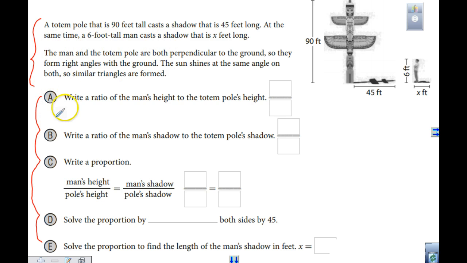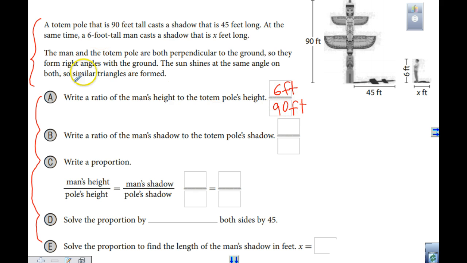If you read part A, okay, write a ratio for a man's height. Okay, well, I can do that. I can see a picture. Okay, he's 6 feet tall, and to the totem pole's height. Okay, there's the totem pole. So I guess it's 8 feet tall. Okay, I can do that. Okay, that wasn't so bad.